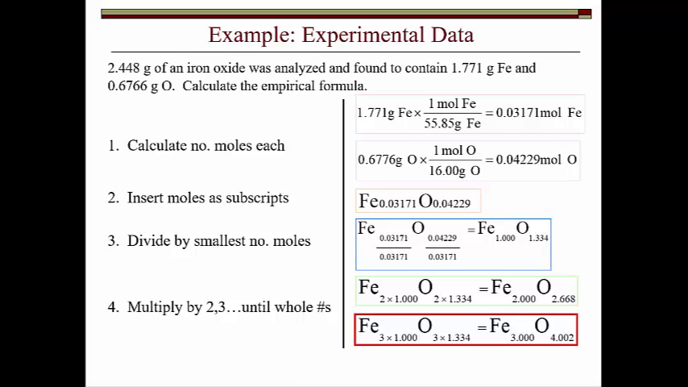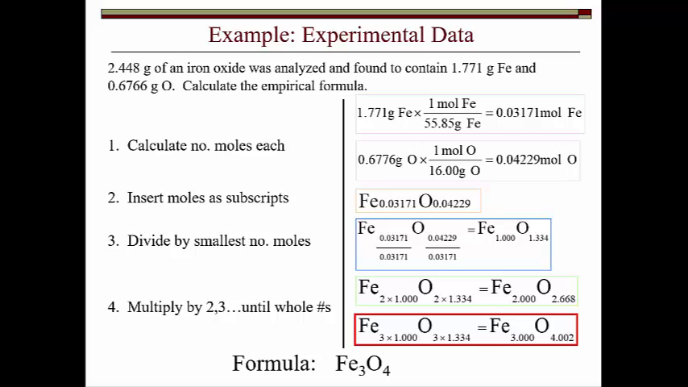Now I get Fe3 and I get an O that is really close to 4, close enough to 4, right? So now I can say that my empirical formula for this compound is Fe3O4. Maybe it's not what you thought it was going to be, right? Based on what you know of oxygen and what you know of iron, but based on experimental data, this is the empirical formula for this compound.